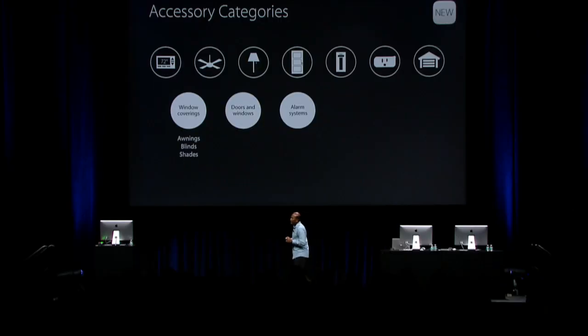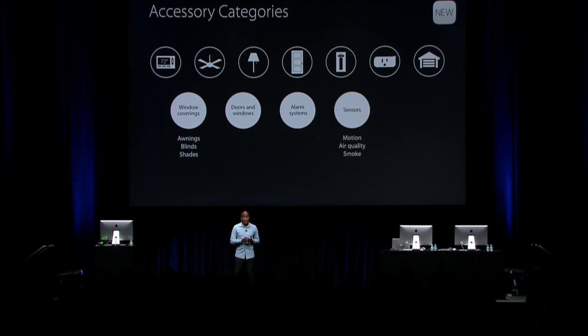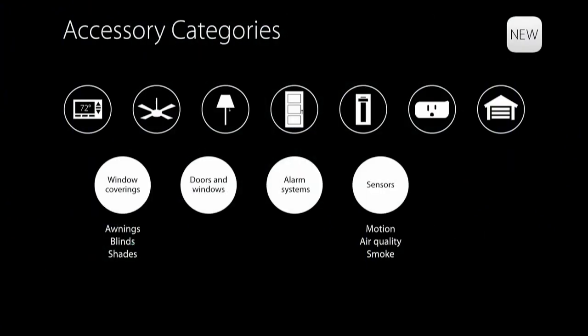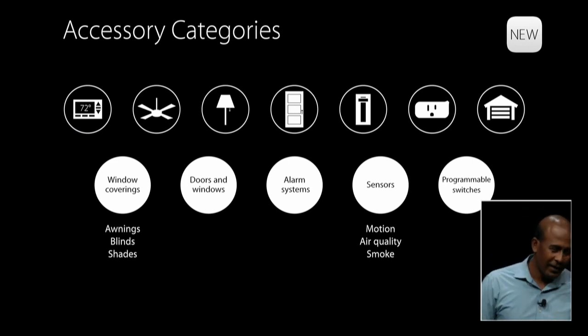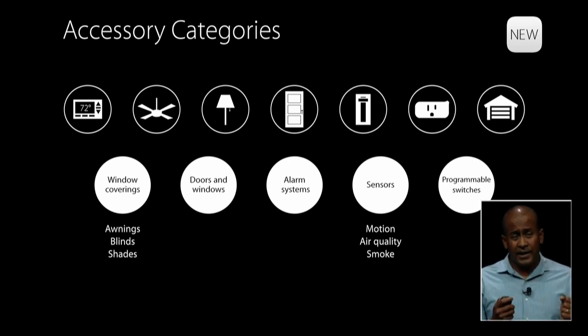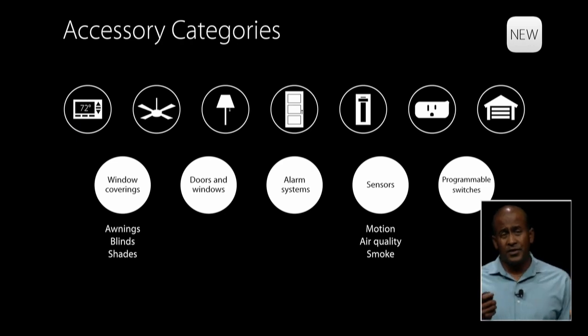Alarm systems typically work hand in hand with sensors. So we added support for several sensor categories, motion, air quality, and smoke being just a few of them. And last but not the least, and this is a category I'm really excited about, it is programmable switches. A programmable switch is a HomeKit device whose main purpose is to generate events. iOS makes this accessory compelling.